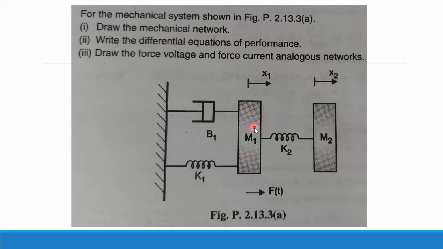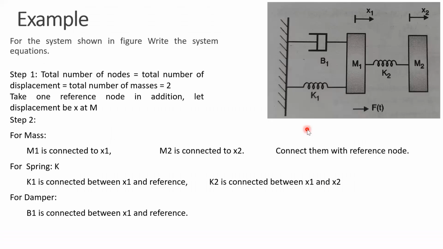Since there are two masses, our first step concerns the total number of nodes. Let us draw the mechanical network for this particular system. Step number 1 says total number of nodes is equal to total number of displacements, which is equal to total number of masses. Here the number of masses is 2, m1 and m2, therefore the total number of nodes will be 2 and the total number of displacements will also be 2.